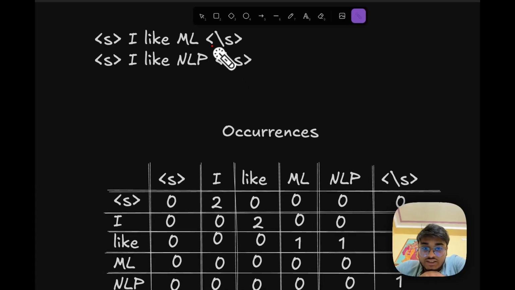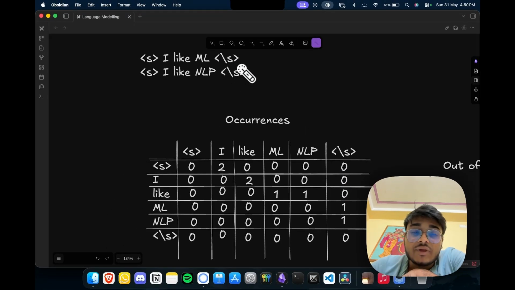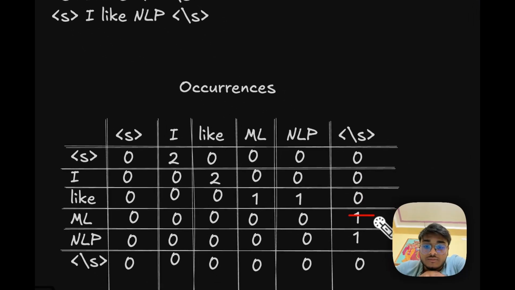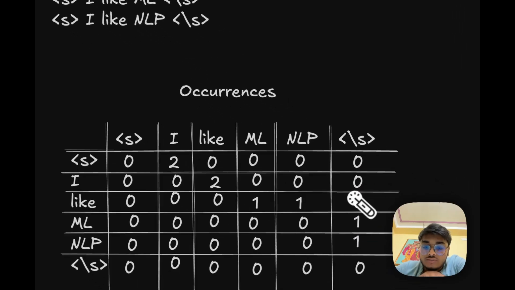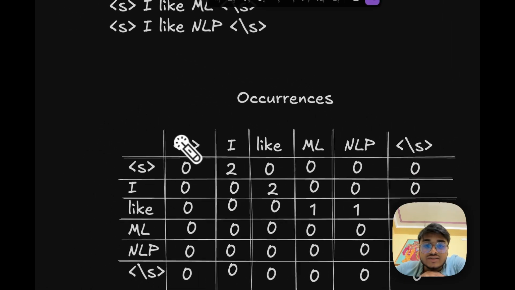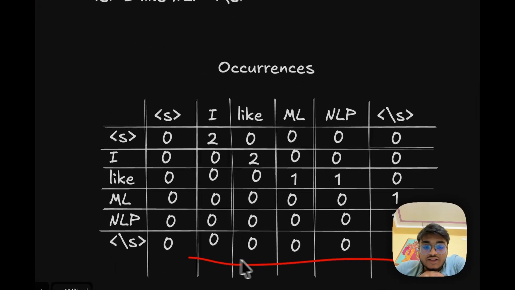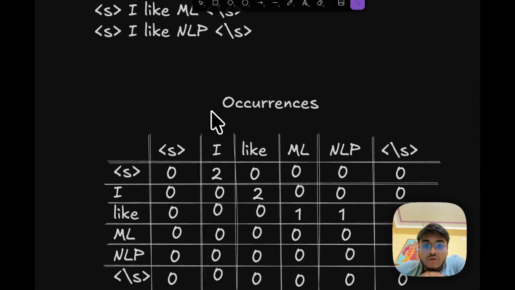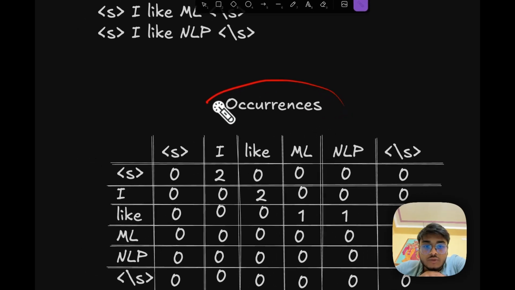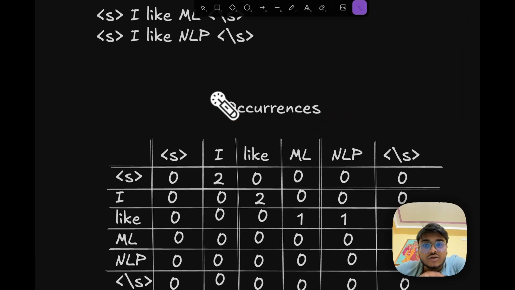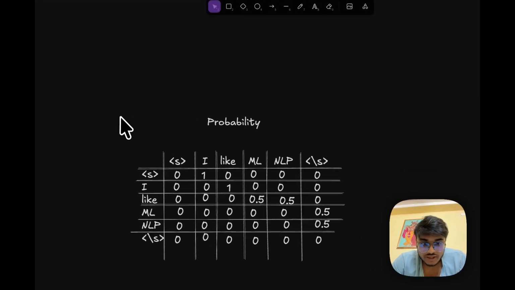ML coming before the end of the sentence is 1. Similarly, NLP coming before the end of the sentence is 1. And end of the sentence does not come before end of the sentence, so everything is 0 right here. So this is how we find the occurrences. Got it? I might have stated some of the things wrong, but you are intelligent enough to calculate it on your own. So the next thing is we're going to calculate the probability.